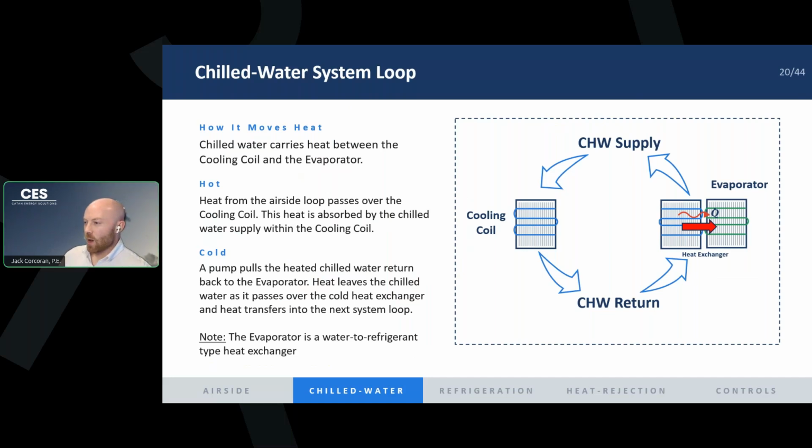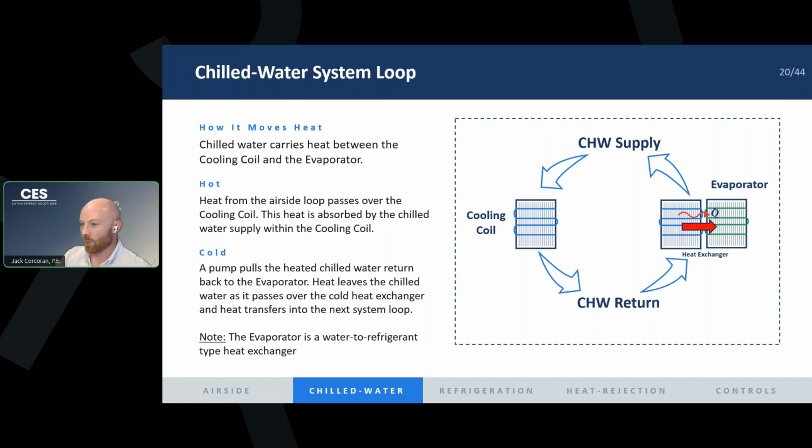So the next step: we just saw that we rejected heat into a coil, right? And if we don't have refrigerant, we have chilled water. This loop carries heat between the cooling coil that we just saw in the airside loop and your evaporator. This system loop utilizes chilled water. We're pumping water into a coil, into the air handler or the fan coil, and that is where it absorbs the heat on the left side.